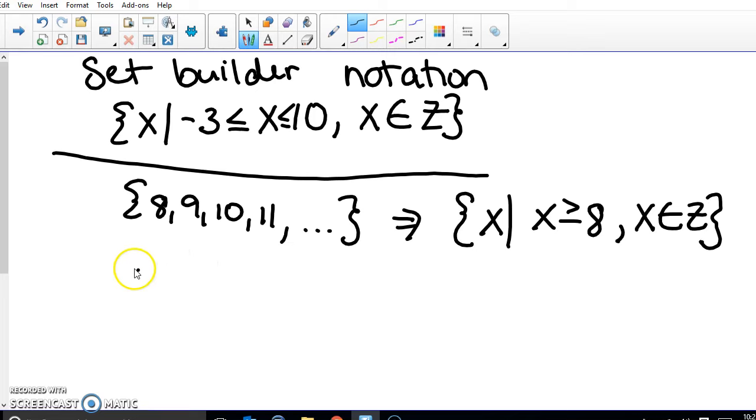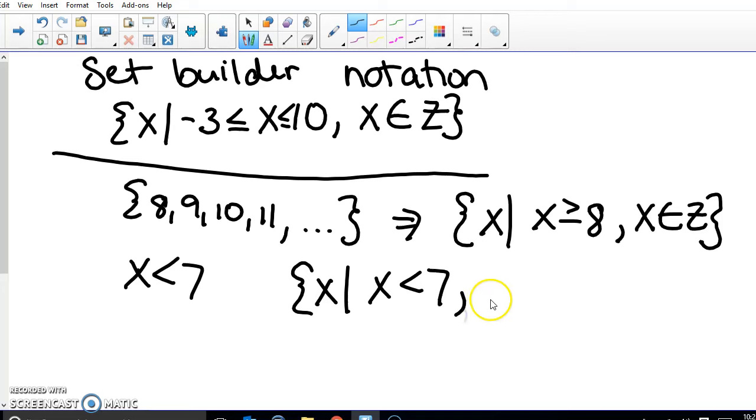Another example, we have x is less than 7. Writing that in set builder notation, we have the set of all numbers x, where x is less than 7. And so we're going to define this as all real numbers, because this information doesn't tell us if we're just dealing with whole numbers, natural numbers, and so we're going to include as much as possible. So x is in the set of real numbers.